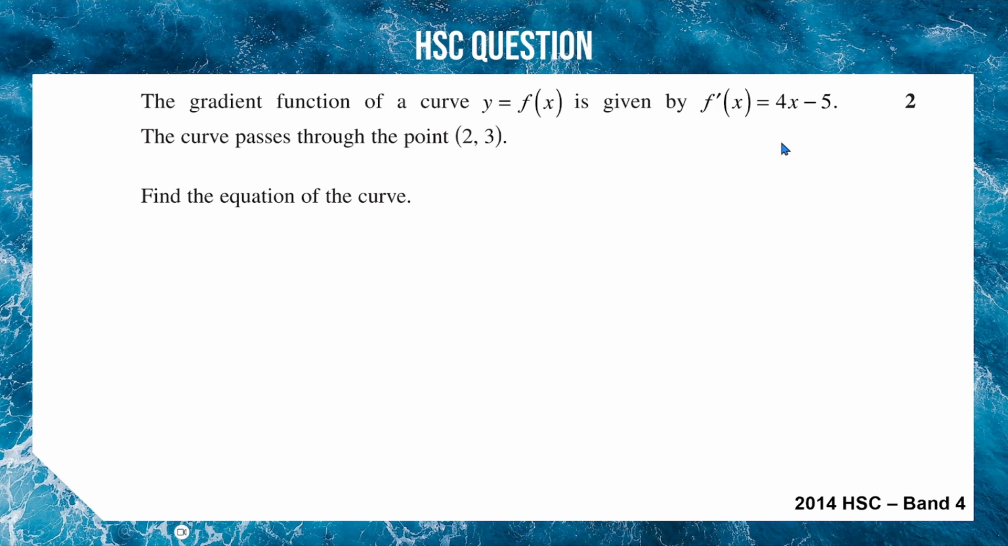Okay, let's do a band 4 HSC question from 2014. We've got the gradient function of a curve, which is the derivative, is given by 4x minus 5. The curve passes through 2, 3. Find the equation for 2 marks.